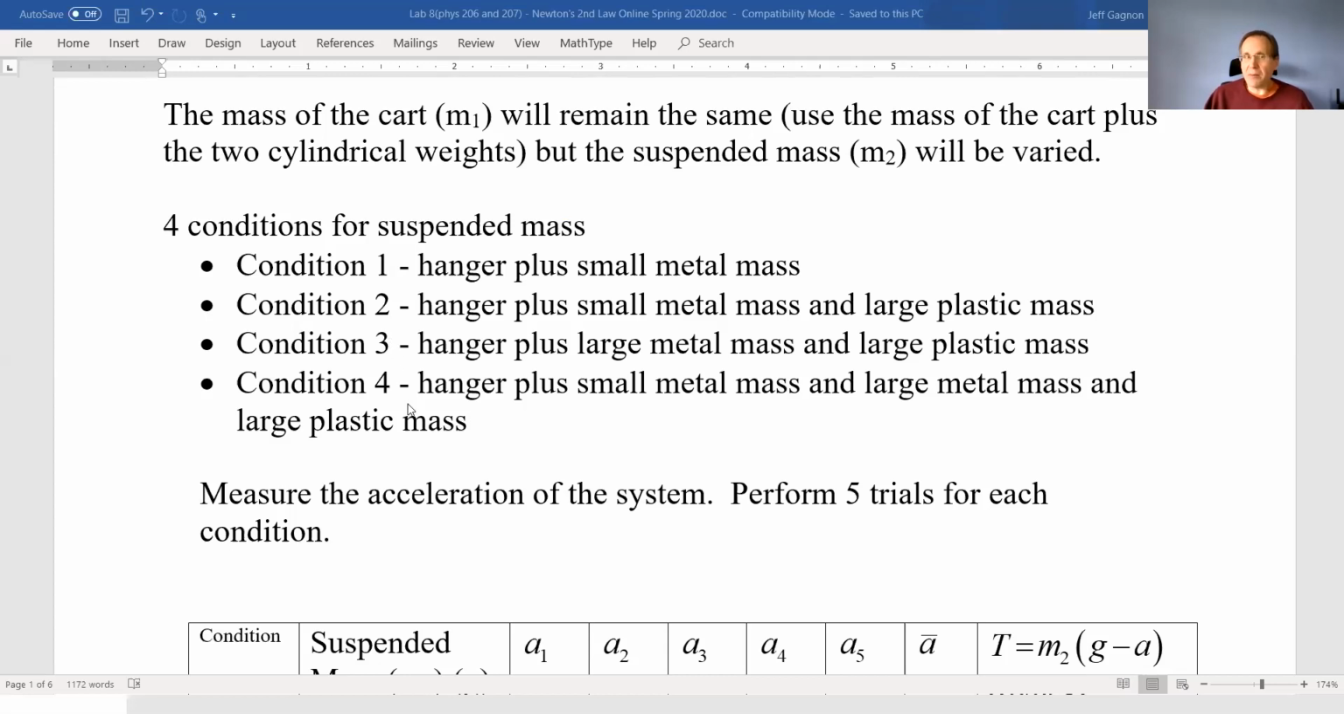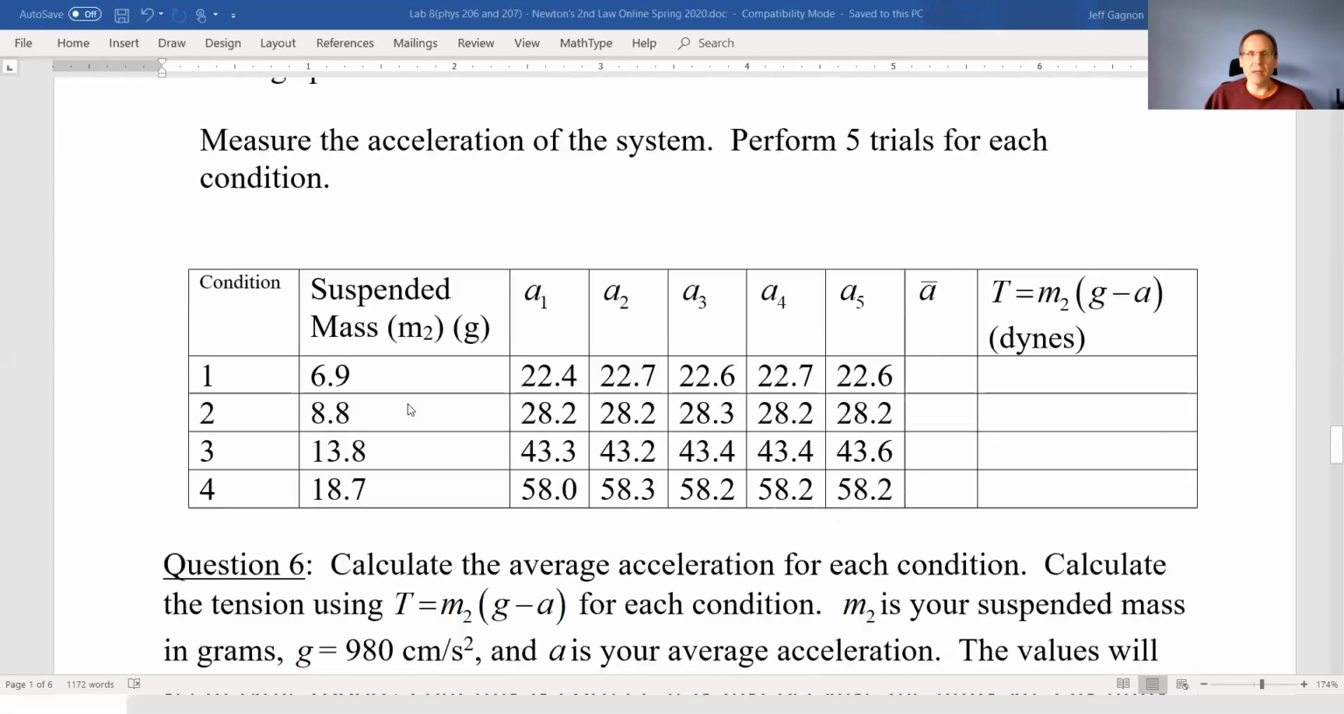So I massed everything for you on the scale, and that's in this first column here, right? These are your 4 conditions. So this is the hanger plus a small metal weight, right? That's the same as before. Small metal plus large plastic, small metal and large metal, and then all 3 of them, small metal, large metal, and large plastic. So those are the masses in grams.